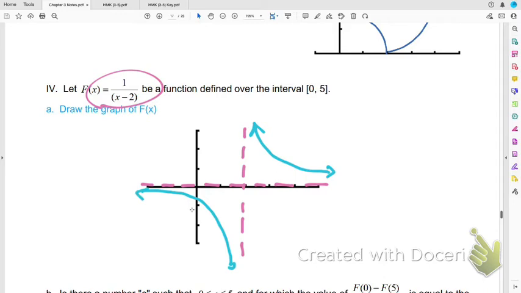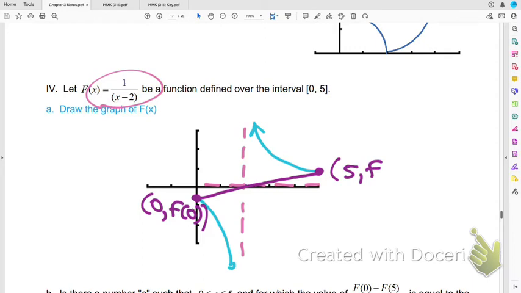We want this function only defined on the interval 0 to 5. So I'm going to erase that section. Okay, so 0 to 5, 1, 2, 3, 4, 5. We'll cut out this section too. If we drew a segment joining the endpoints here, these are my endpoints, because it's f of 0 and f of 5, right? So we have a point here at 0, f of 0, and a point here at 5, f of 5.